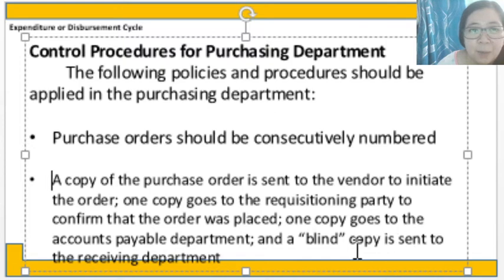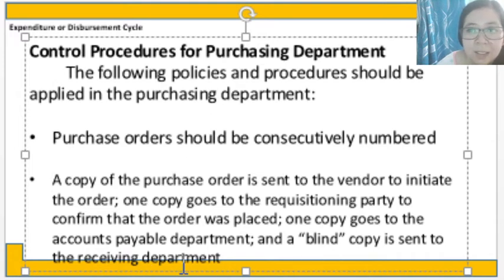Okay, another copy will go to the accounts payable department to record the transaction of placing the order and to record the accounts payable, or the amount of the purchase that was placed to the vendor. And a blind copy will be sent to the receiving department. What is a blind copy? Blind copy is a requisition or purchase order form without detailing the item which was ordered as well as the amount.